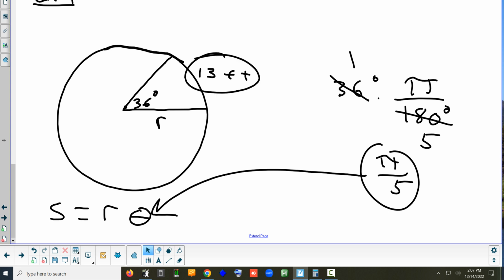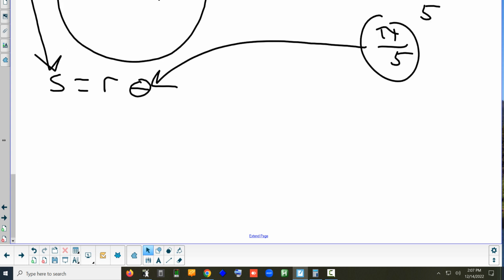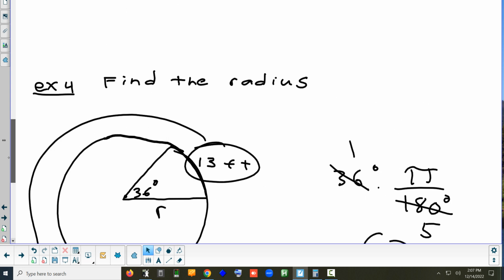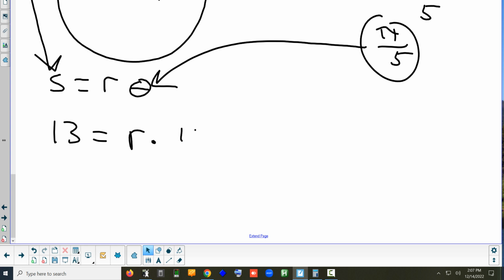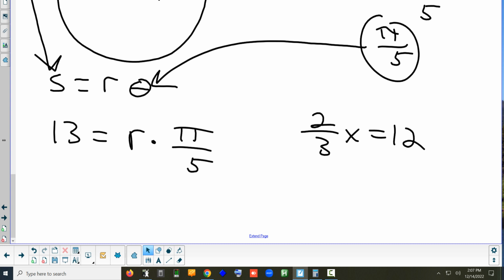What about the 13? That would be the length of my arc. And that's this. Let's fill those 2 things in and see what we got. So 13 equals R times pi over 5. So we need to get the pi and the 5 on the other side, and we can move both of them at the same time. It's kind of like if you had something like this. You can move the 2 and the 3 at the same time if you multiply both sides by something. Does anybody know what we could multiply both sides by here?